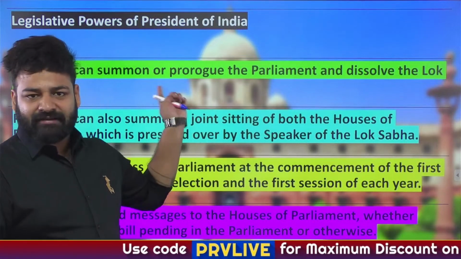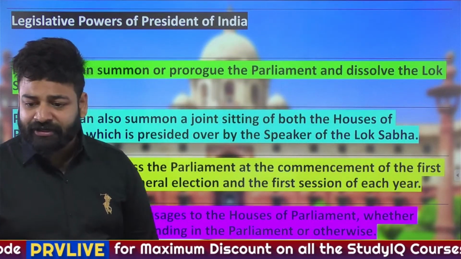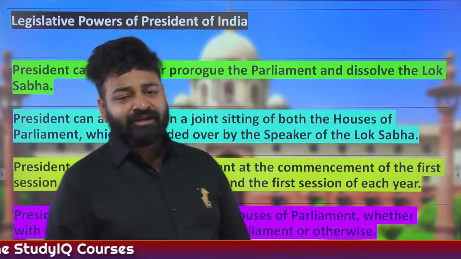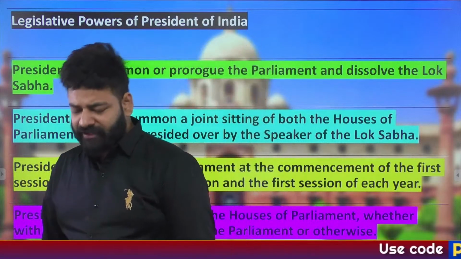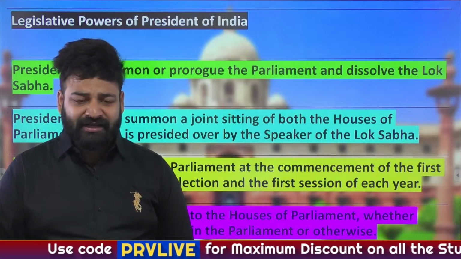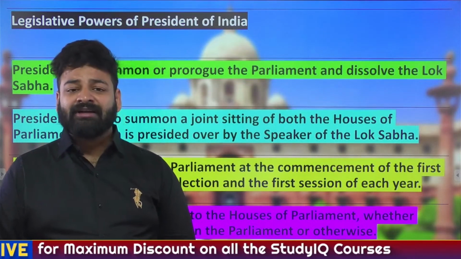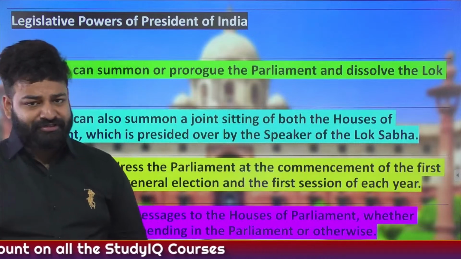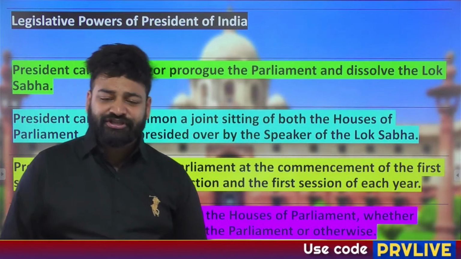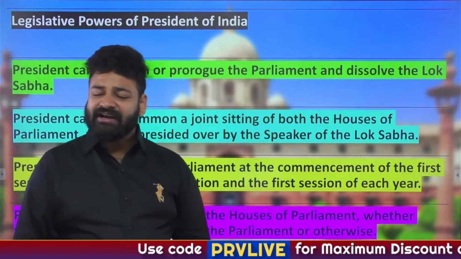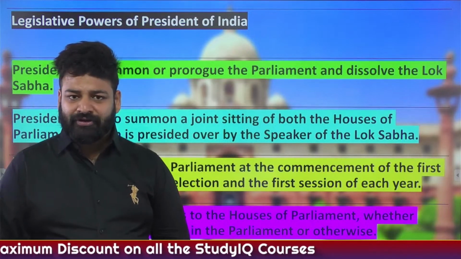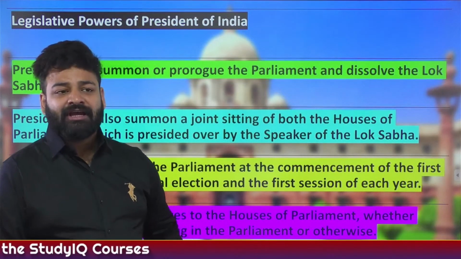Once again, the President can summon or prorogue, or even dissolve the Lok Sabha, and can call for a joint sitting of Parliament under Article 108. In case the Speaker and Deputy Speaker are both not available, then the President shall be the deciding authority of who is going to be the presiding officer of such a joint sitting. Third, the President addresses the sessions of Parliament: the first session after every general election, and the first session of every single year. And apart from that, the President can also seek the report or update from Parliament about the pending bills.